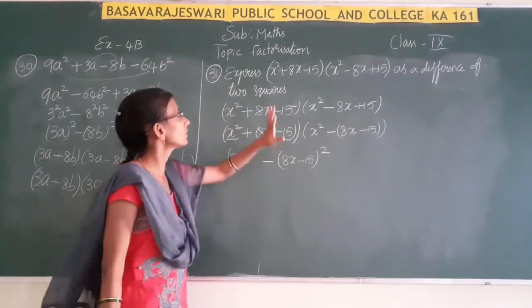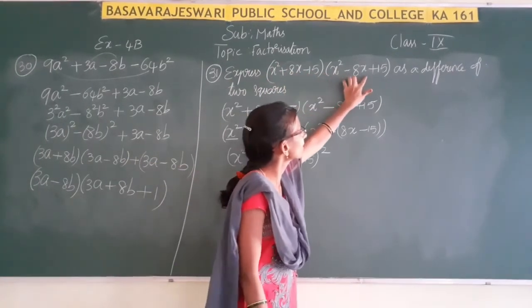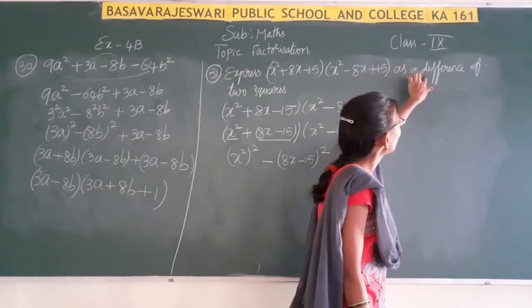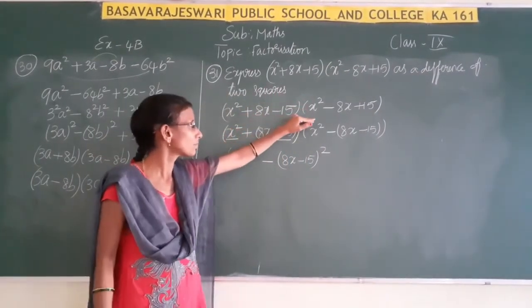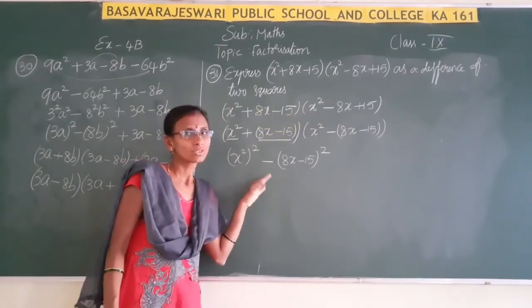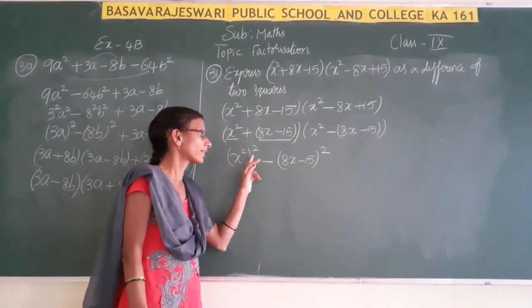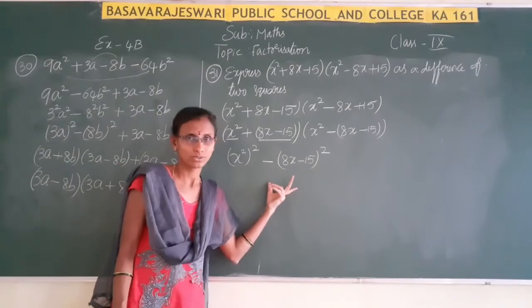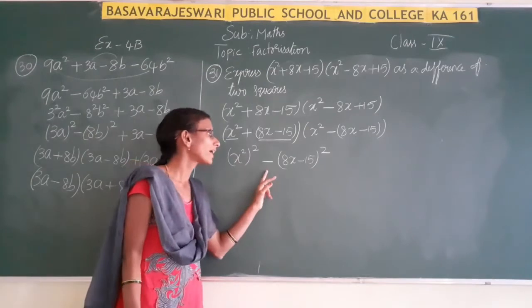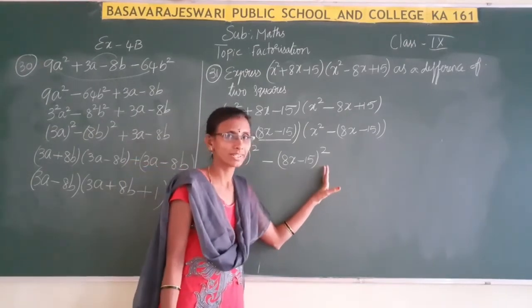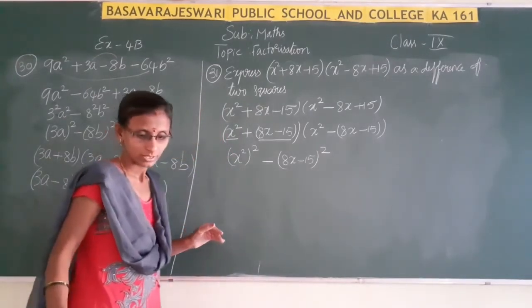Okay, see what is our question? Express x square plus 8x minus 15, x square minus 8x plus 15 as a difference of two squares. So now we have expressed this expression as a difference of two squares. Difference means subtraction, right? This is one square and this is another square. So the problem ends: x square whole square minus 8x minus 15 whole square, a difference of two squares. Okay, next question.